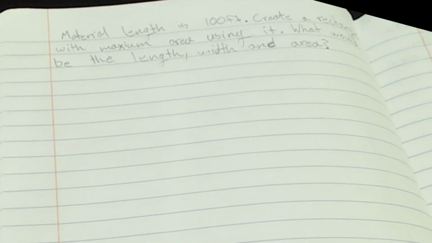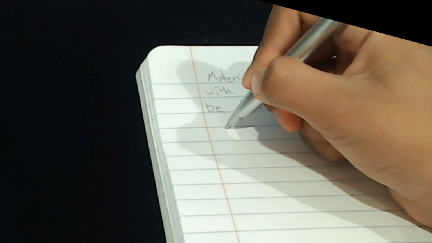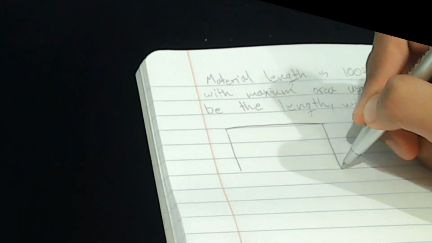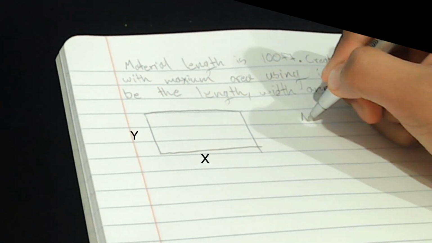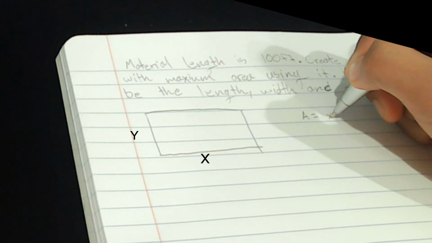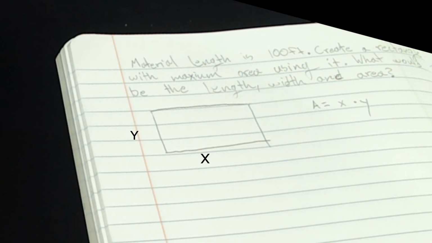And what is a rectangle? It has 4 sides total, and opposite sides are the same side. Let's say length is x and width is y for our rectangle. Our area of the rectangle will be x times y. Our goal is to find x and y where this area will be maximum.